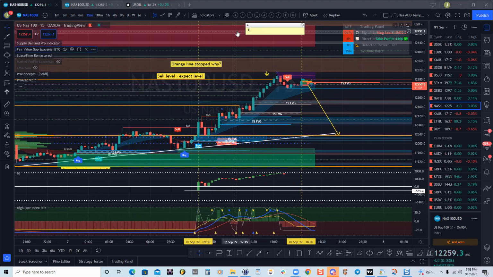Look at this. I sold NAS right now. I jumped in at 12,269.4. What is your leverage, John? Is it 1:500 or something else? The spread's 112.